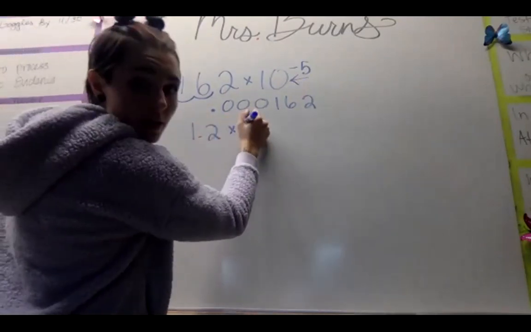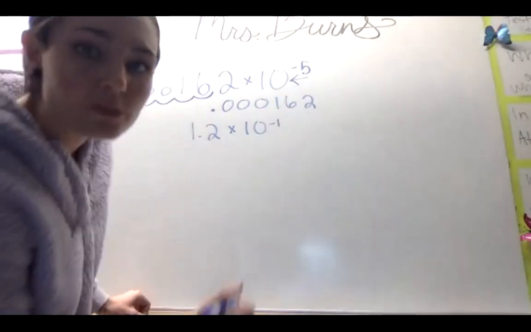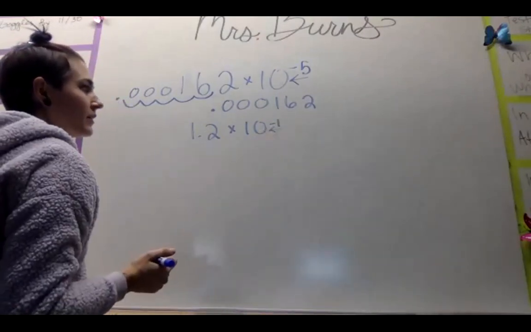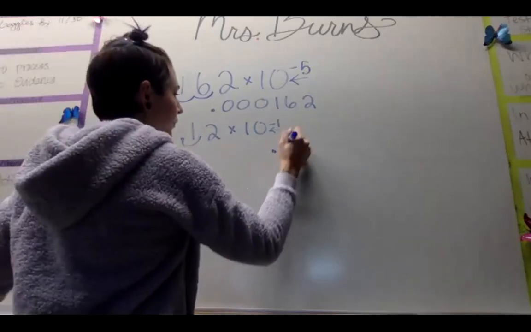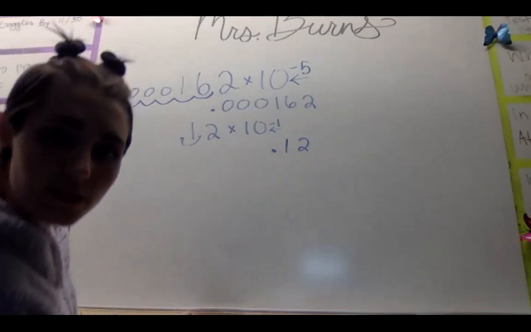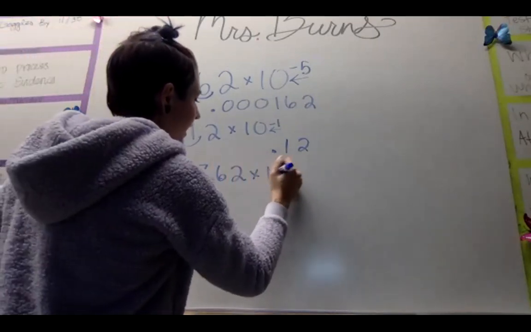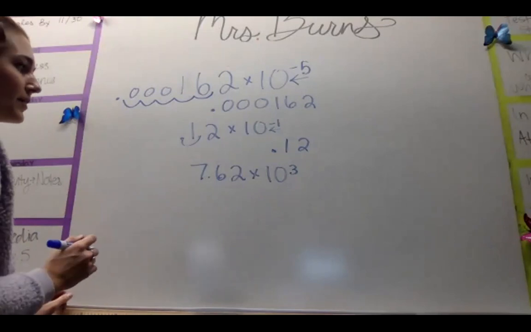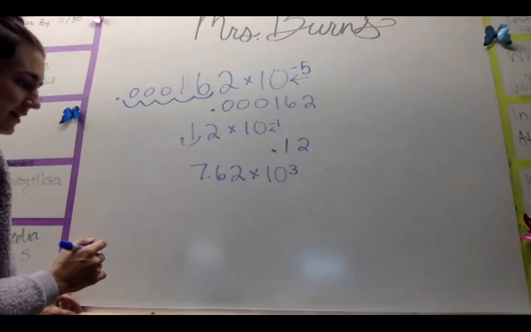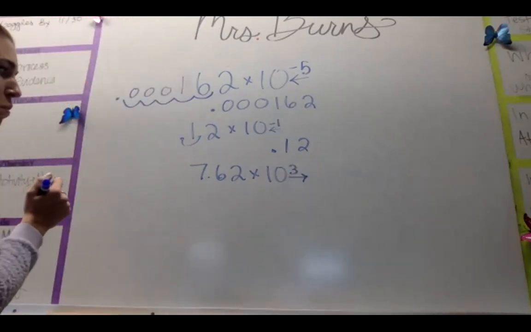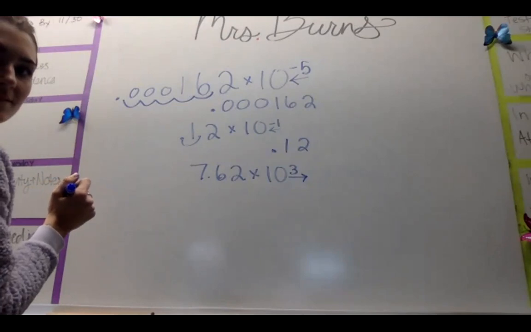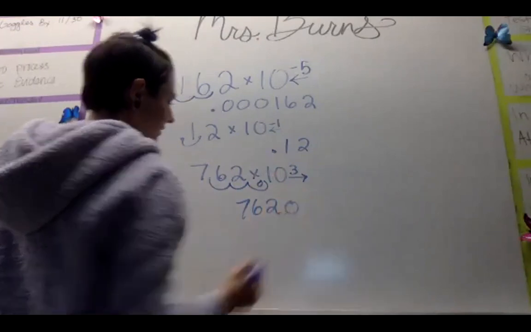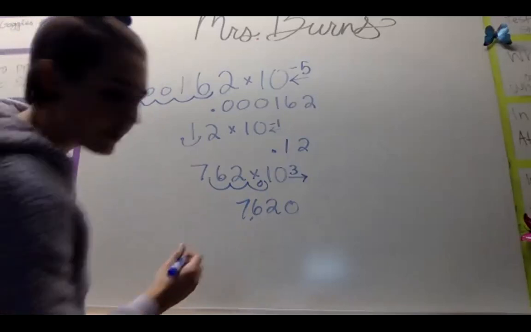Then we'll do 1.2 times 10 to the negative 1. So this is negative. Once again, which direction am I moving? Left. How many times? Once. So then this one is 0.12. Okay, let's do the next one here. This is 7.62 times 10 to the 3. So this one's positive, which means which direction am I moving my decimal? Right. So I'm moving it to the right. How many times? 3. 1, 2, 3. Here's a 0. 7, 6, 2, 0.